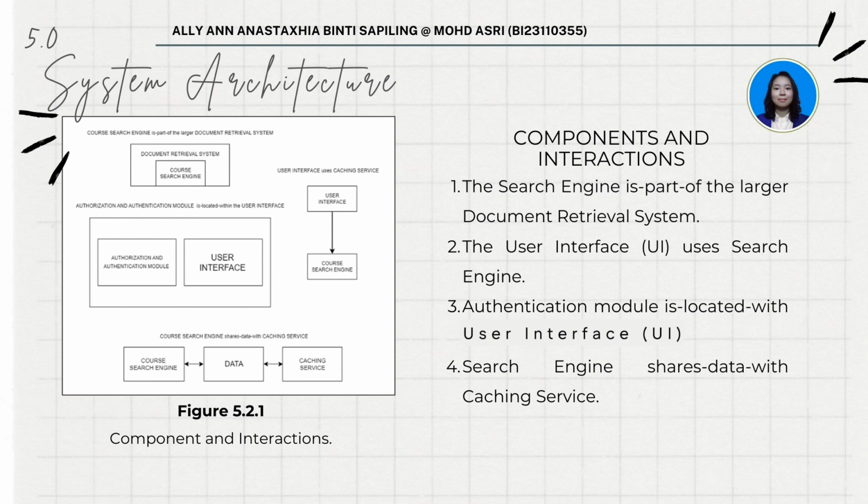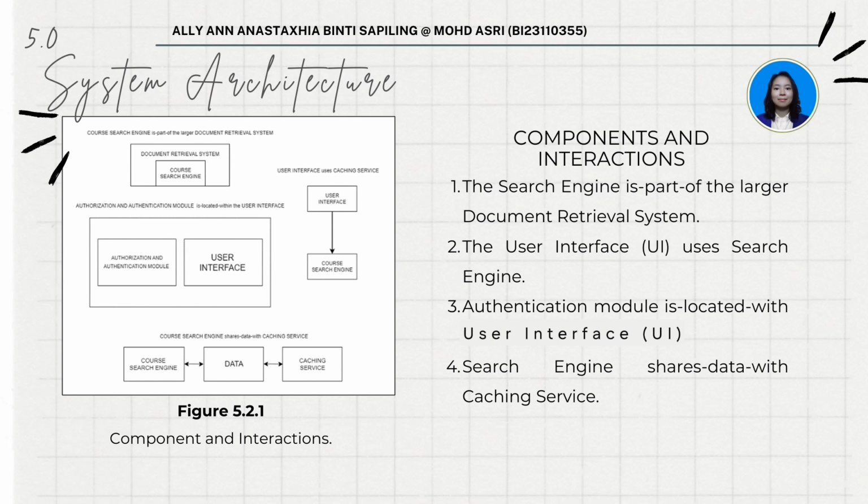The last component and interaction is about the search engine sharing data with the caching service. The search engine shares indexed data with the caching service. As the search engine retrieves and indexes documents, it shares frequently accessed documents or indexing information with the caching service to optimize search performance.